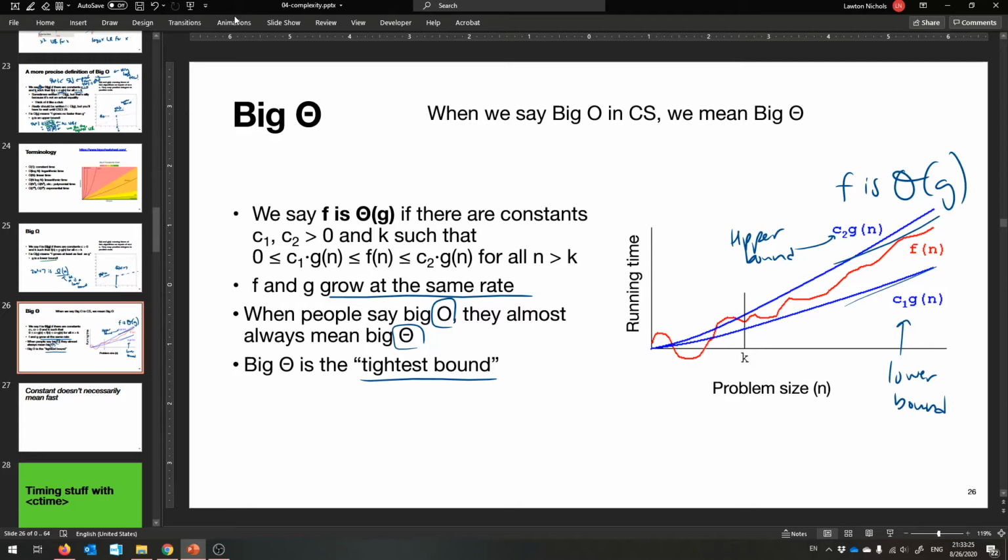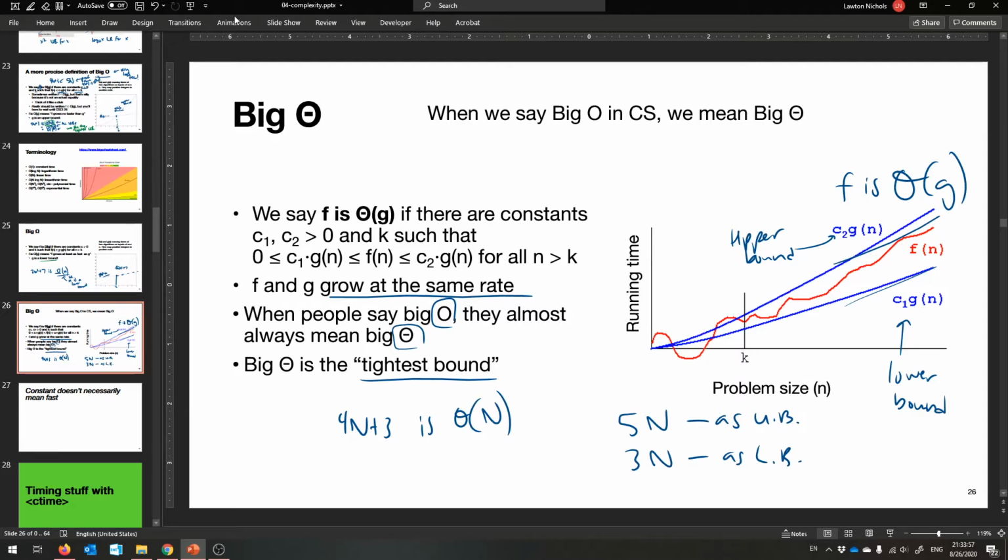And so for example, let me give you an example of this. So this is why we can say 4n plus 3 is big theta of n, because I can choose constants. I can choose 5n. That'll be the upper bound. And I can choose 3n as the lower bound.